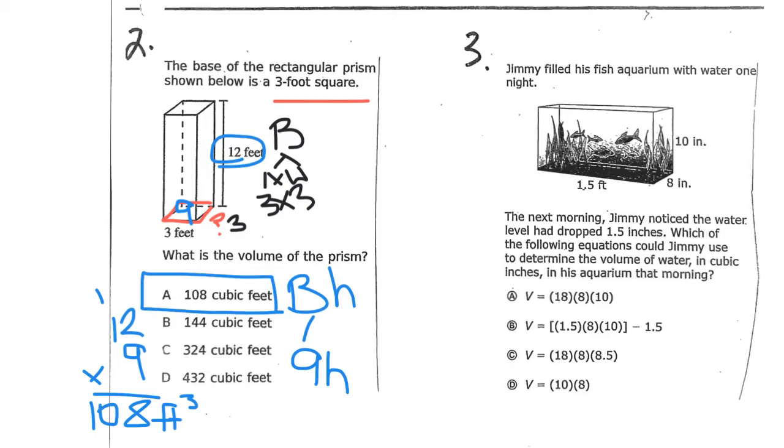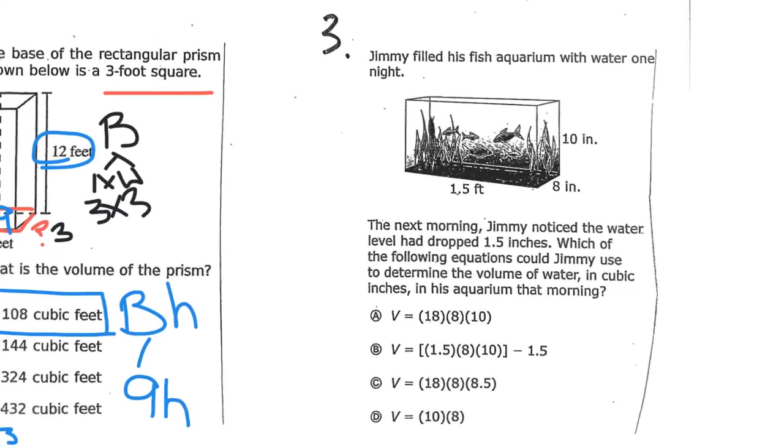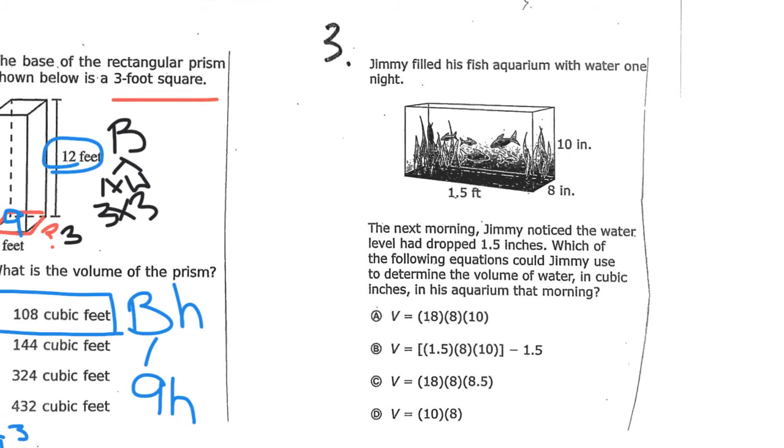This last one, I added this one in because it's kind of tricky, and I wanted us to see if we could catch the mistake. This number 3 says, Jimmy filled his fish aquarium with water one night. The next morning, Jimmy noticed the water level had dropped 1.5 inches. Which of the following equations could Jimmy use to determine the volume of water in cubic inches in his aquarium that morning? So on this one, be careful.